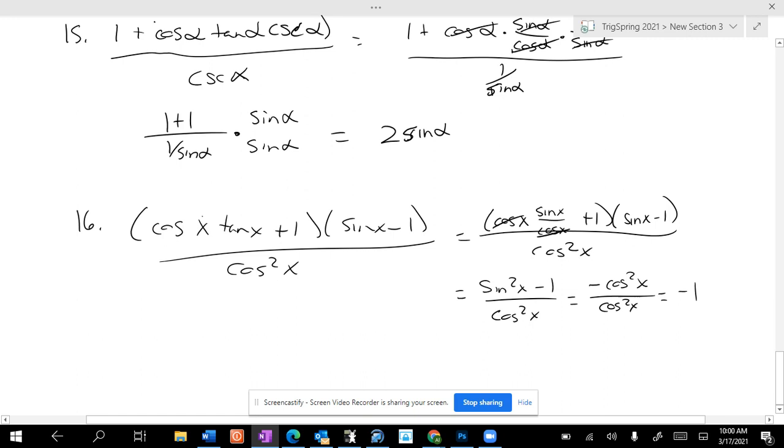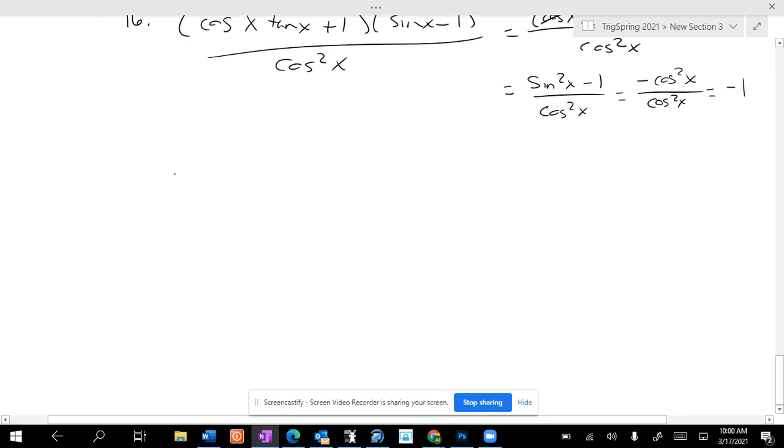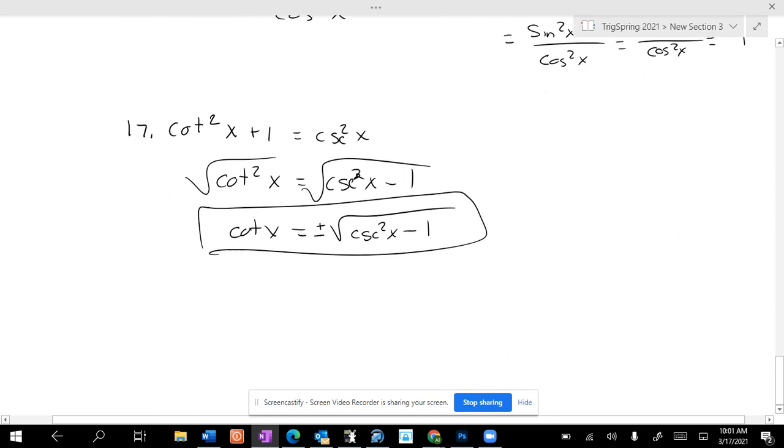All right. So those were the first few problems. Then the last 6 were putting things in terms of each other. So the first one was putting cotangent in terms of cosecant. I know that cotangent squared of x plus 1 equals cosecant squared of x. What do I do to each side to get cotangent alone? First step, subtract 1. And then take the square root. So cotangent of x equals plus or minus the square root of cosecant squared of x minus 1. That is the answer we want.